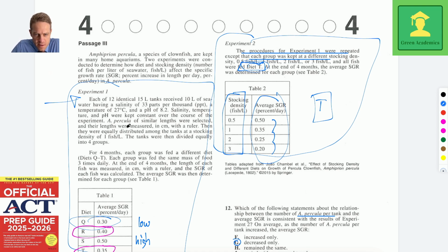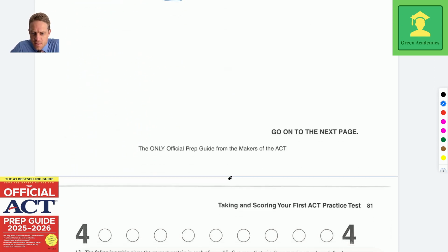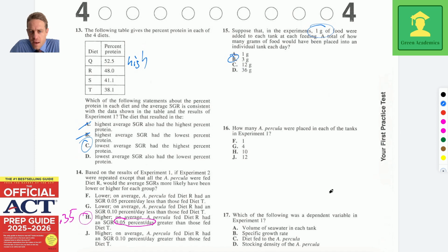A pure of similar lengths were equally distributed among the tanks as stocking density of 1 fish per liter. The tanks were divided equally into 4 groups, okay? During 4 months, each group was fed a different diet. Each group was fed the same mass of food. Oh, here we go. 3 times daily. Each group was fed the same mass of food 3 times daily. So the fish in the tank get fed 3 times daily, which just is the answer, right? Because so 1 gram, yeah, makes it 3 grams. How many AP were placed in each of the tanks in experiment 1?